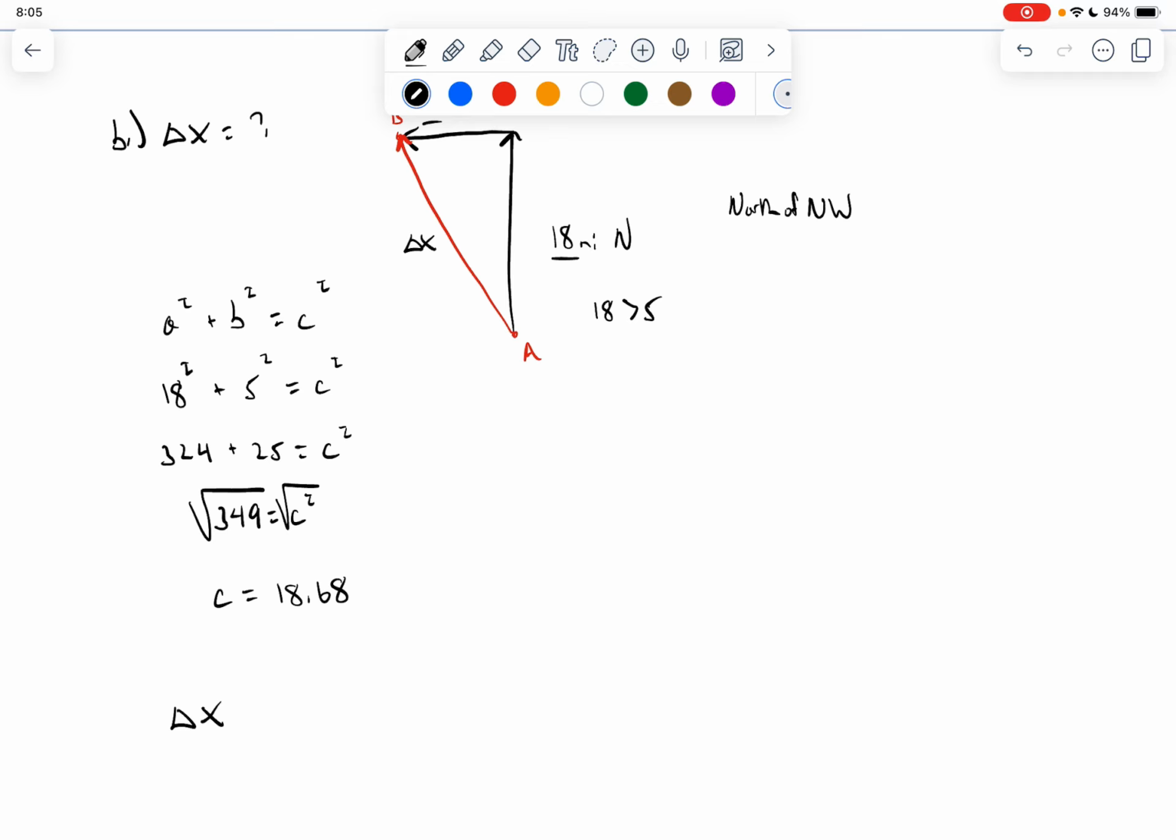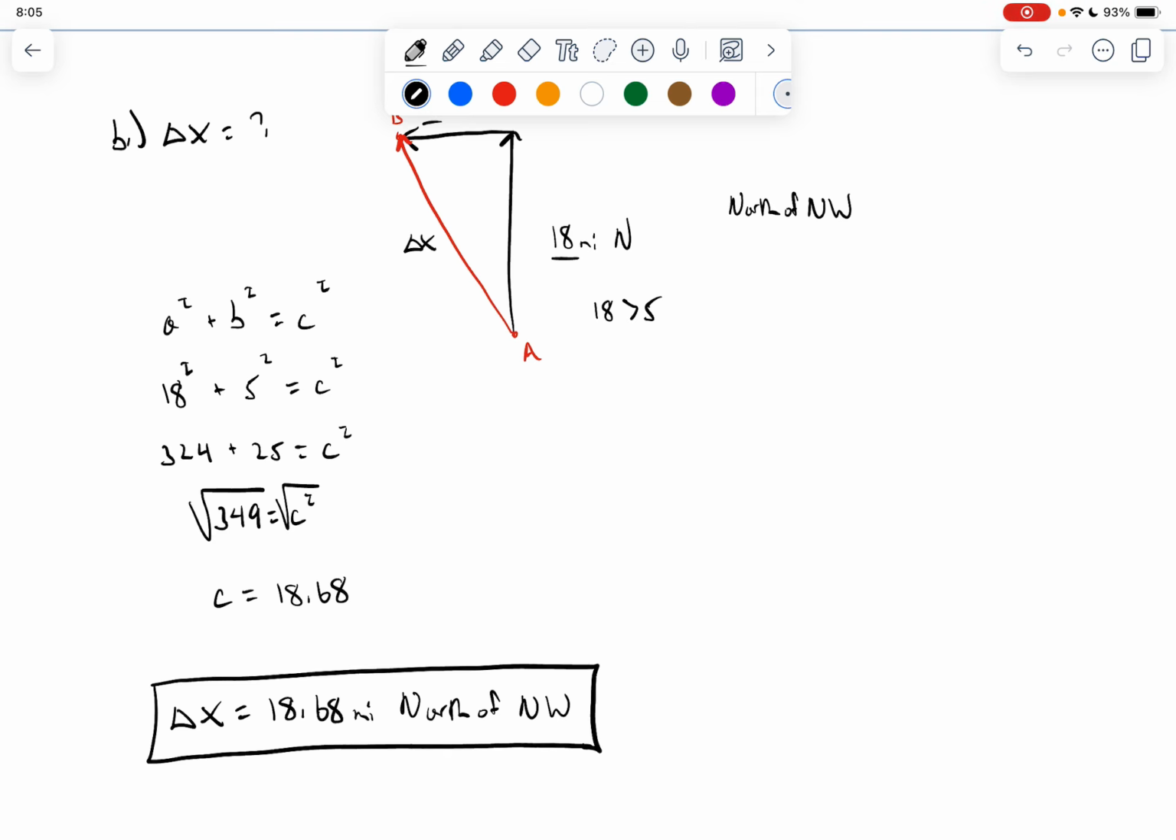So our overall displacement is going to be 18.68 miles. Again, direction will then be north of northwest. If we had instead gone more west than we did north, then we would be traveling west of northwest. Here again, we've got more north, so it will be north of northwest.